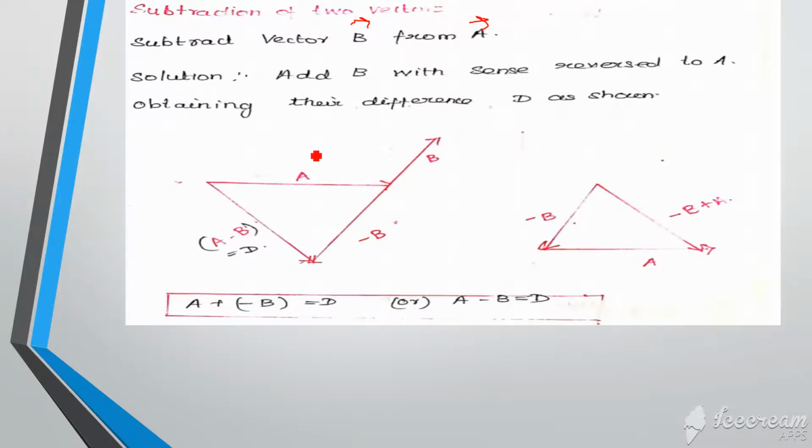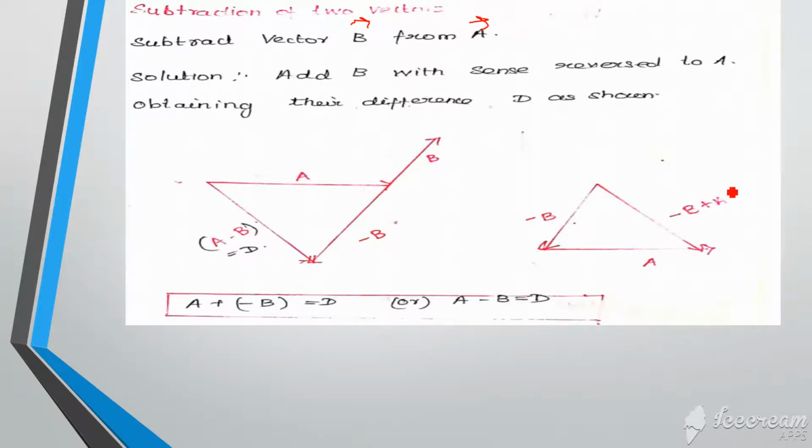So now we need to subtract B from A. Here B is there, and we have the A vector here. First we need to reverse this B vector, so then we get minus B vector. Then, like normal vector addition, we need to add A and minus B. While adding this, we get the difference.